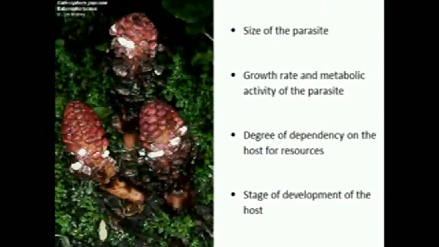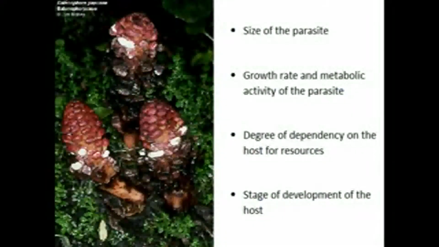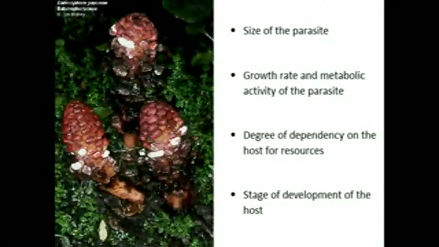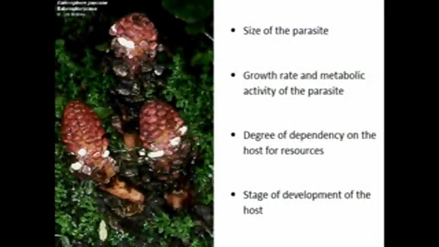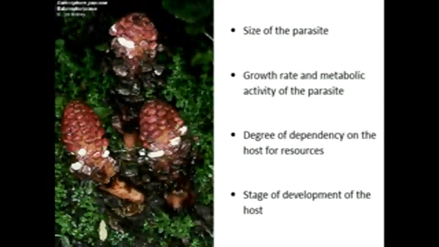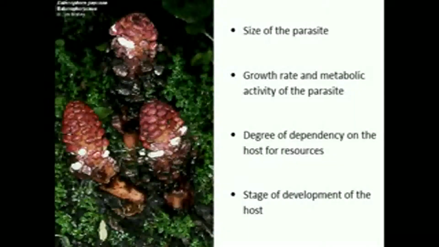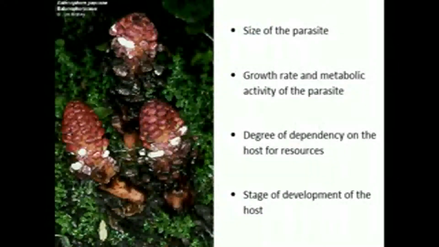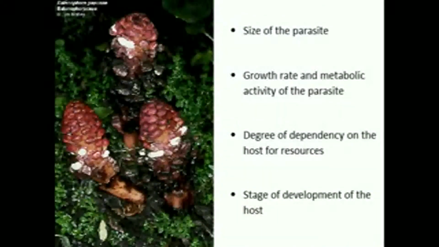Many factors are involved in the strength of influence on the host. These factors vary widely, as their effects can be undetectable or even kill the host. There are 4 main factors that contribute to this: the size of the parasite, the growth rate and metabolic activity of the parasite, the degree of dependency on the host for resources, and the stage of development of the host.